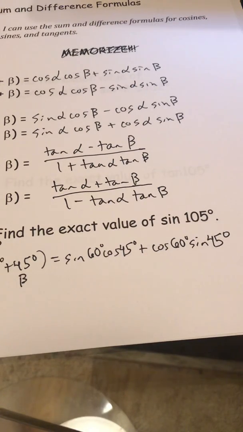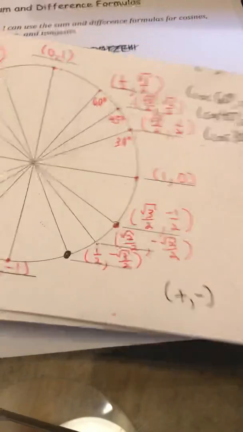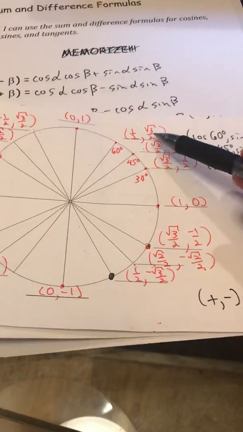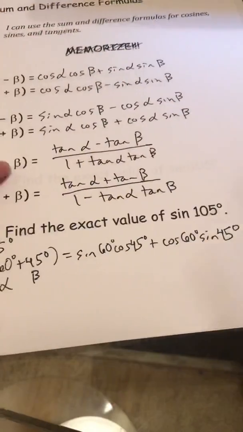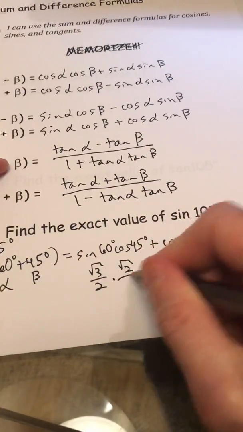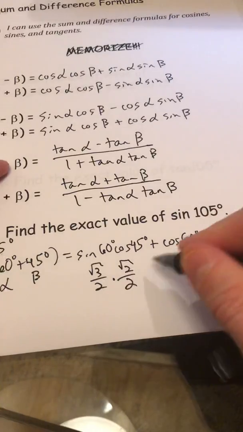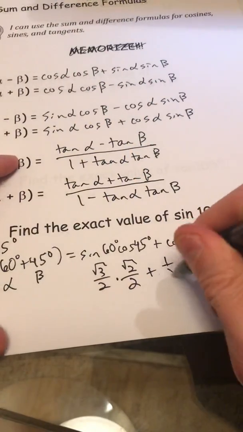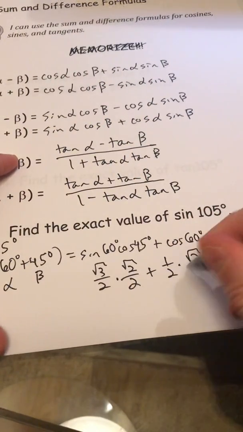Now, I know it's been a good couple of weeks since you've possibly even worried about the unit circle. Now we're just going to use some exact values. Sine of 60 is radical 3 over 2. Cosine of 45, I'm not going to go back to the circle for those. Cosine of 60 is 1/2. Sine of 45 is radical 2 over 2.